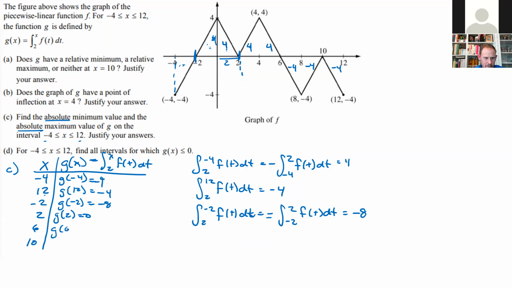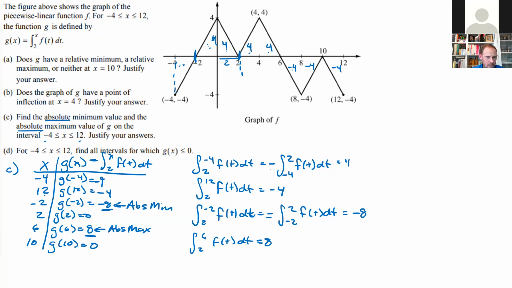For 6, we're going from 2 to 6 of f of t dt. So we're adding 4 and 4, so that's just +8. That looks like a good candidate right there. And G of 10, we got 4, 4, and then -4, -4. That's 0. So it looks like right here is our absolute max at 8. And right here, this -8 seems to be our absolute min. And justifying our answer is the candidate test.